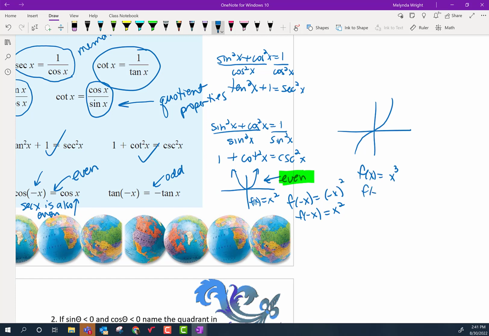And if I do f of negative x, and I plug in a negative x and cube it, I get f of negative x is negative x cubed. So it has the exact same property as tangent. If you notice, if I plug in a negative x for tangent, the result is the opposite of what I started with. If I plug in a negative x for x cubed, the result is the opposite of what I started with. That is an odd function. Okay, so this one is odd.